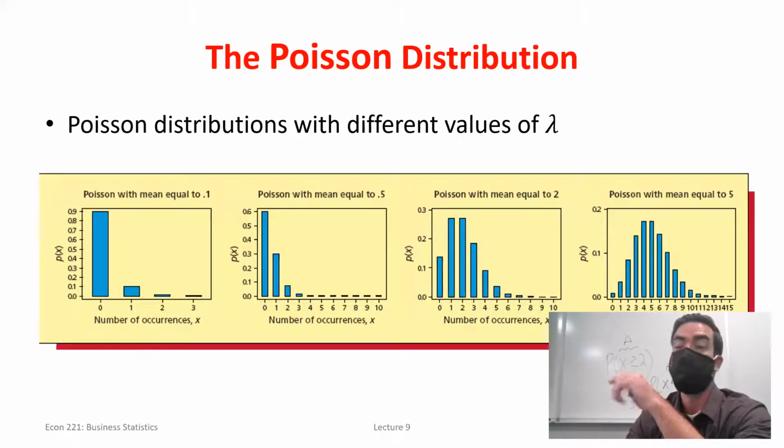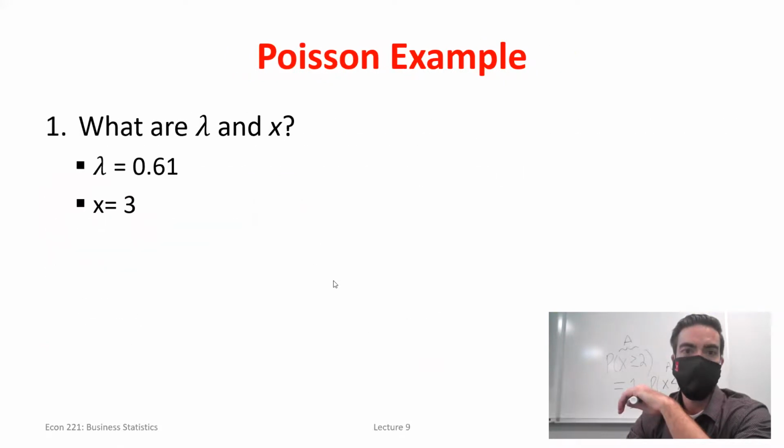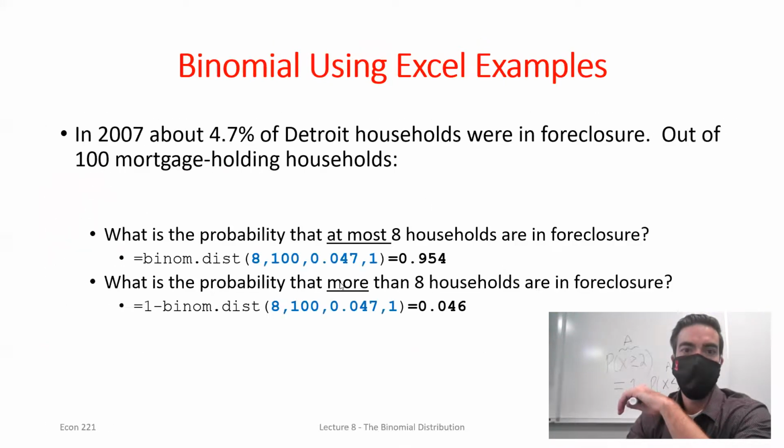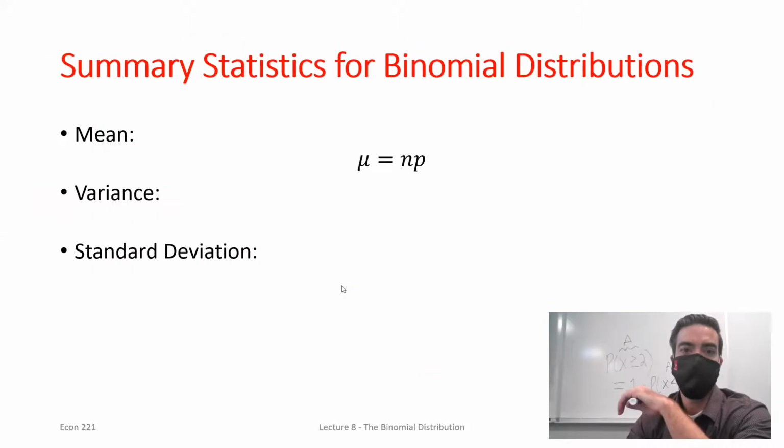So here we have a Poisson that has a mean of 0.5, right? Notice what it looks like here. Now this one, we went out to 10. If I go back to last class, there it is.